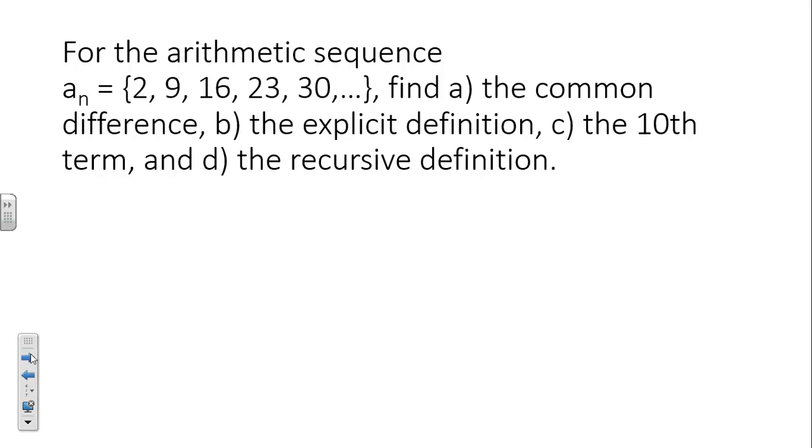So for the arithmetic sequence a sub n equals 2, 9, 16, 23, and 30, and continues on, so it's an infinite sequence, I want you first to A, find the common difference, then B, find the explicit definition, C, find the 10th term, and then D, find the recursive definition. Give you some time to work.